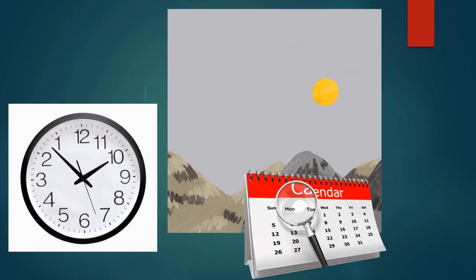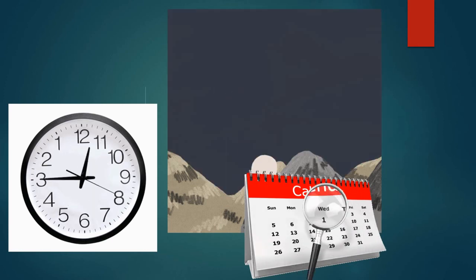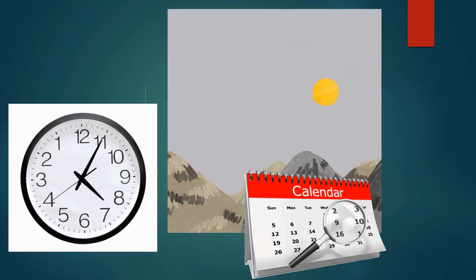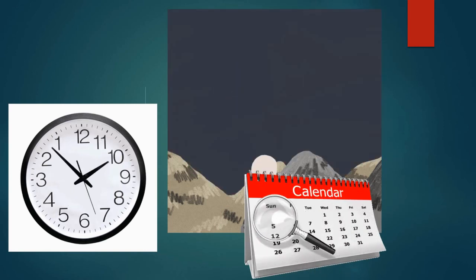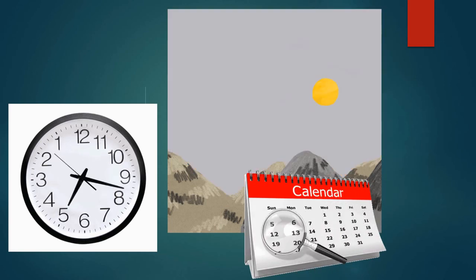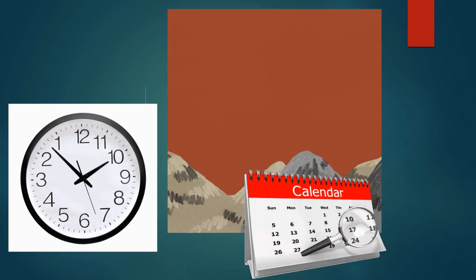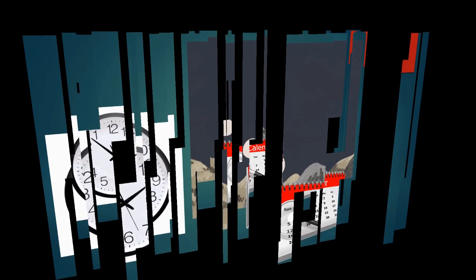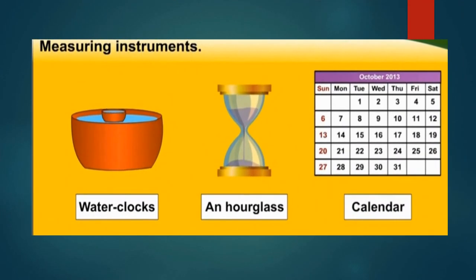Students, can you tell me how we measure time? To understand time, we divide it into seconds, minutes, hours, day and night, fortnight, month and year. In this way, time can be measured. Water clocks, hourglass, and the calendar are instruments for measuring time.